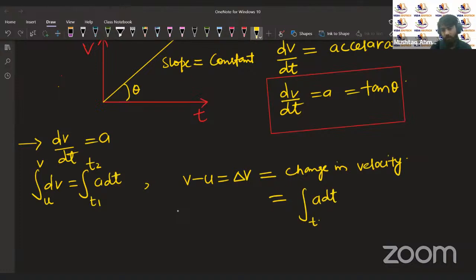From t1 to t2. And we know that the geometrical interpretation of a definite integral is the area under the curve. So the area under the acceleration time graph, the a-t graph, gives the change in velocity.